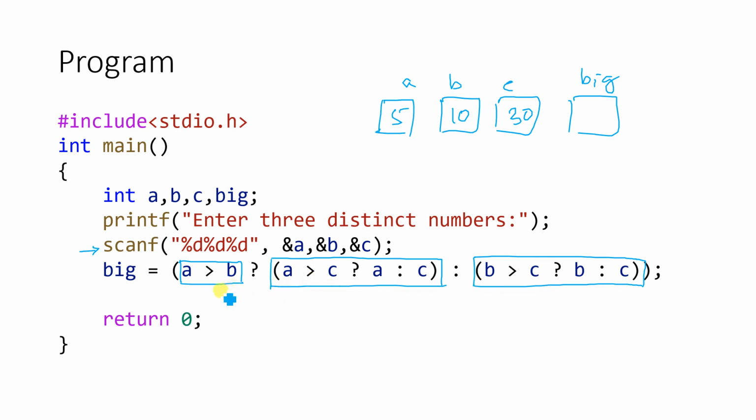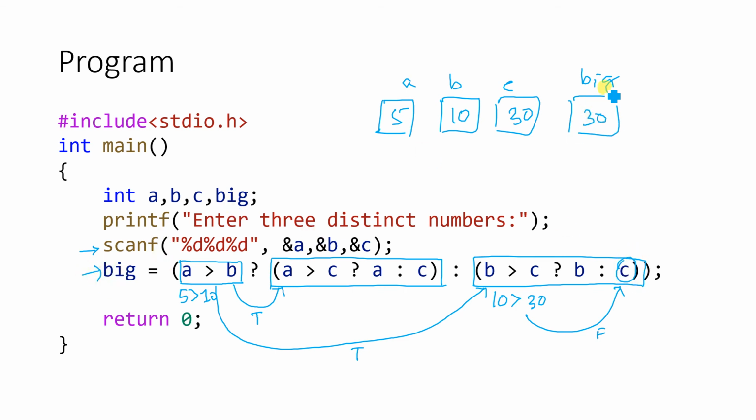So if a greater than b, the condition becomes true, this part gets executed. If a greater than b, the condition becomes false, then this part gets executed. For our example, let's say 5 is greater than 10. If I write 5 greater than 10, is it true or false? It is false. So if it is false, we will go to this place. Then we'll check whether b is greater than c. So b is 10. Is 10 greater than 30, true or false? This will also be false. So where will we go? We'll execute this. So c is assigned to variable big. That means 30 gets assigned to variable big.